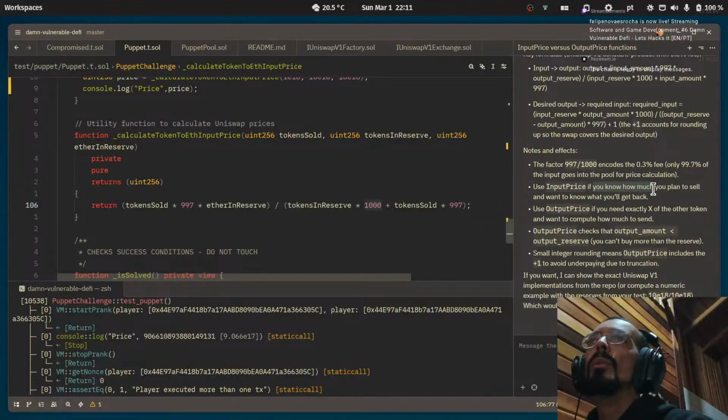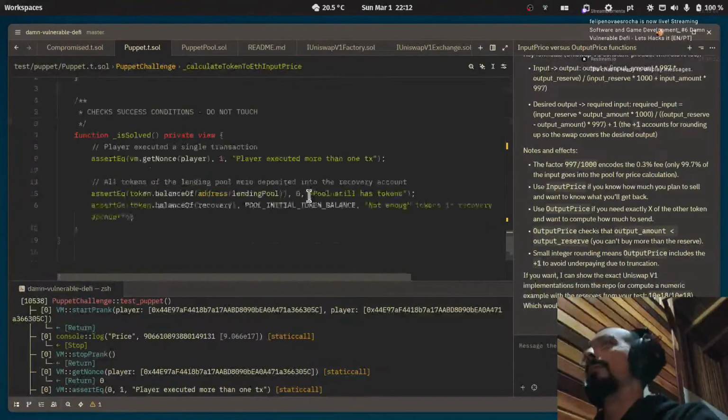Use input if you know how much you plan to sell, you want to know how much you get back. Use output if you need exactly how much of the other token you want, to compute how much to sell. Output checks, so you can't buy more than the reserve. The small integer is included to avoid underpaying. Okay. Yeah.